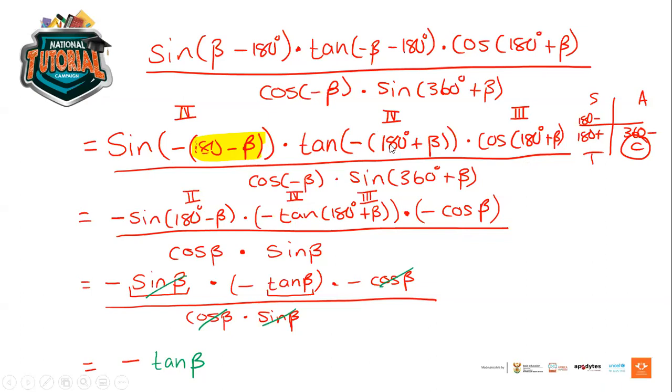All right, so each step along the way, identify which quadrant you're in, identify whether it's positive or negative, and then you can go and reduce your angles completely.